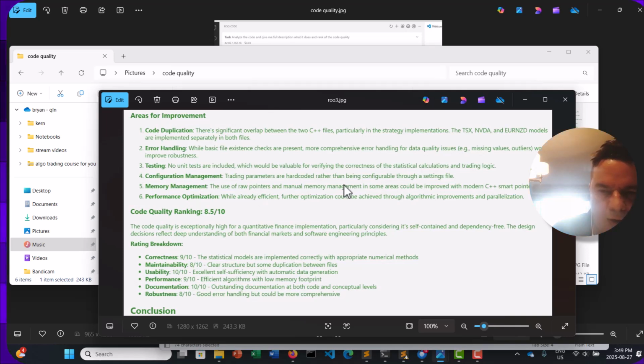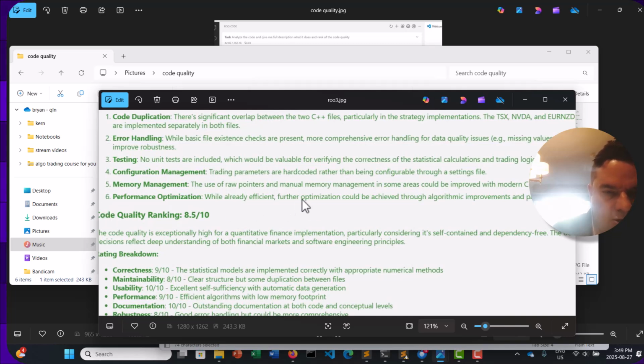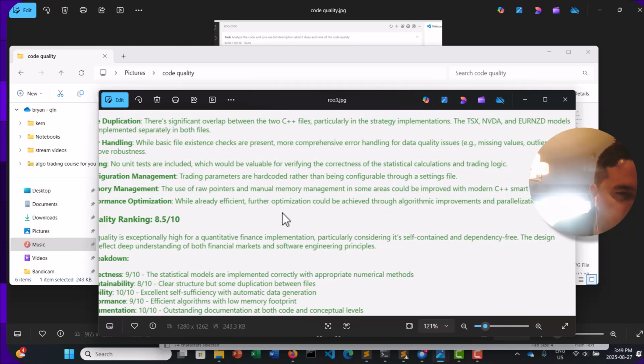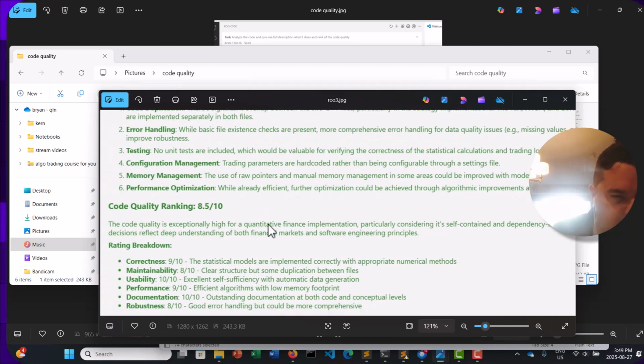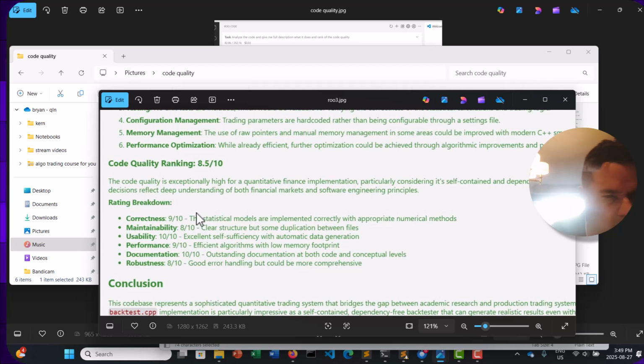Configuration management, hard-coded rather than configured through a settings file. Can't argue that. Memory management, use of raw pointers and virtual memory. So I can next time ask for C++ smart pointers. That's something I should consider. Performance optimization, further improvement could be achieved through algorithmic improvements and parallelization. Repeats the same thing, what we already know.